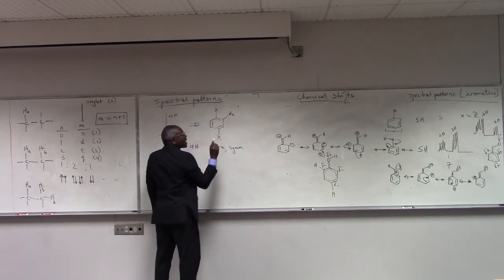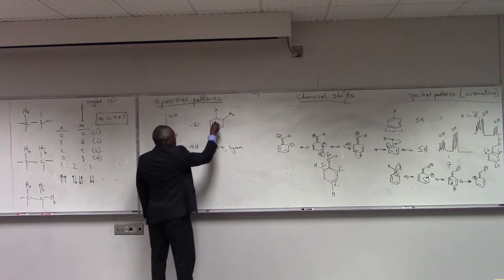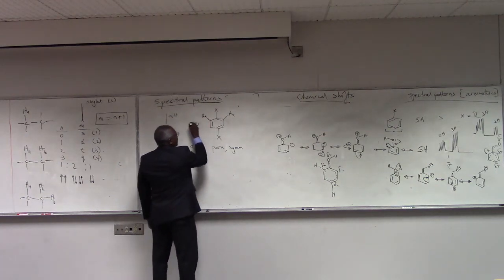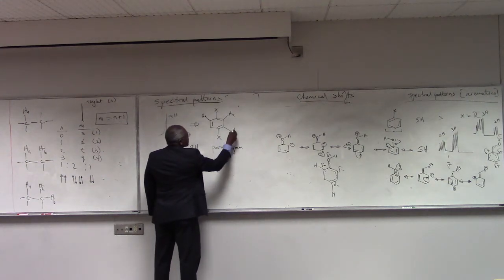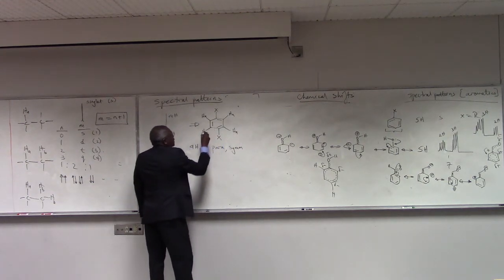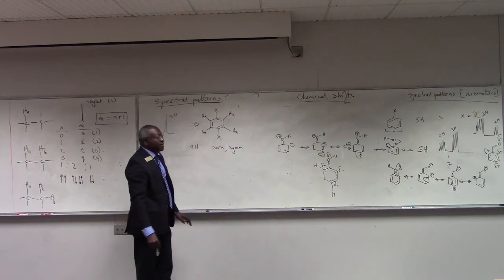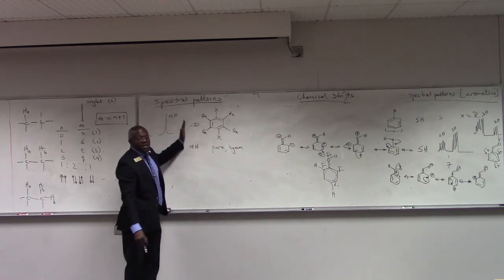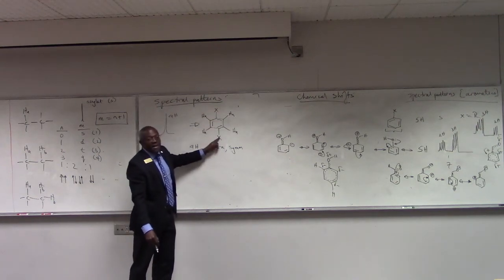So if I call this HA, then obviously there's a plane of symmetry here. This is also HA. But there's also a plane of symmetry here, which means this is HA and that's HA. So those H's are all equivalent, therefore I'm just going to get a singlet. So if I get a singlet for 4 H's, I know it is para-symmetrical.